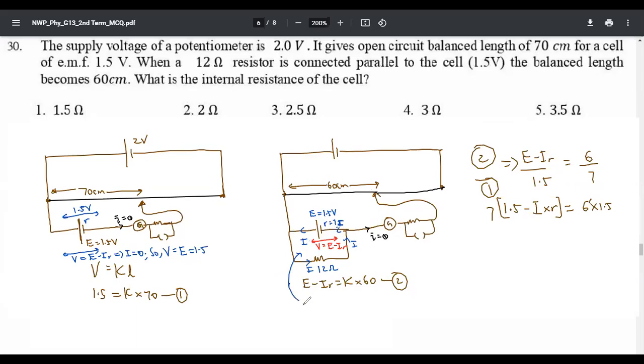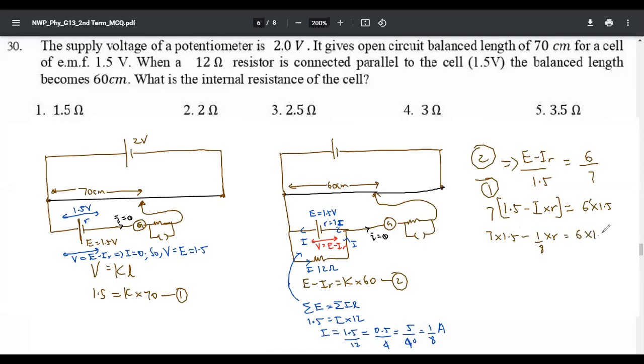So for this particular circuit, if you apply Kirchhoff's law, sigma E equals sigma IR, sigma E is 1.5, current is I, and the resistance in the circuit is 12. So current is equal to 1.5 over 12. That can be written as 1 over 8 ampere. That's the current. Then here you have 7 into (1.5 minus the current into R) equal to 6 into 1.5.